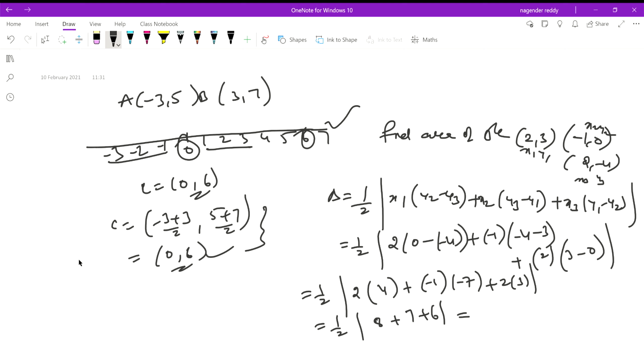Tell me, this is 21 by 2, I think so. This is 21 by 2, you can check it out. So 8 plus 7 is 15, 15 plus 6 is 21, so 21 by 2, that is 10.5 square units.